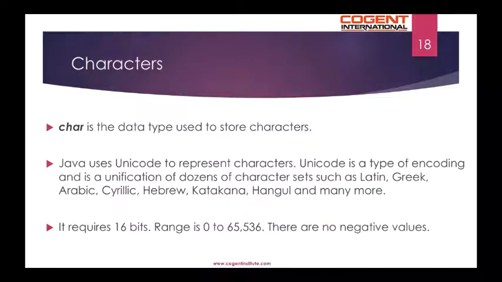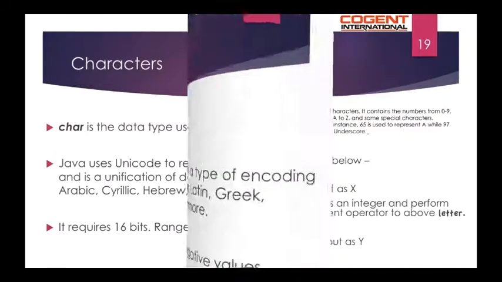So it just has one data type, which is char. It is used to store characters. Java uses Unicode to represent characters. Unicode is a type of encoding and is a unification of dozens of character sets such as Latin, Greek, Arabic, Cyrillic, Hebrew, Katakana, Hangul, and many more. So it requires 16 bits. The range is 0 to 65,536. There are no negative values.